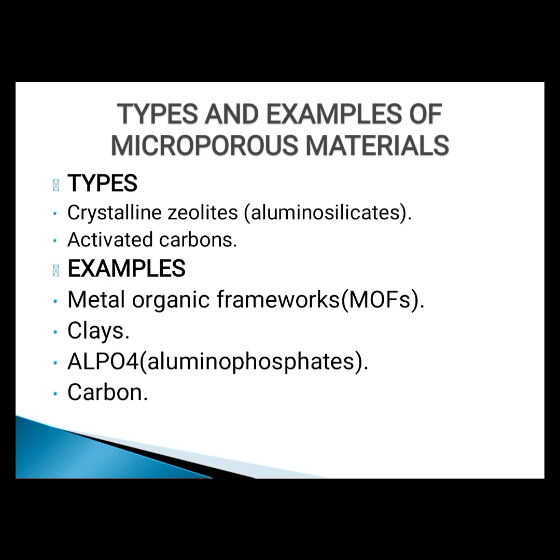Types and examples of microporous materials. Types: crystalline zeolite, which is also known as aluminosilicates, and activated carbons. Examples: metal organic frameworks, clays, AlPO4, which is also known as aluminophosphates, and carbon.